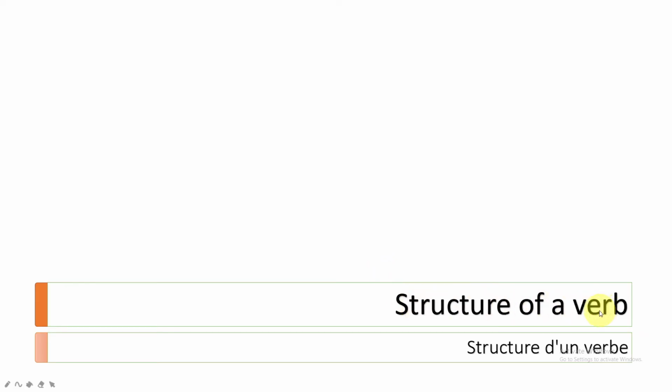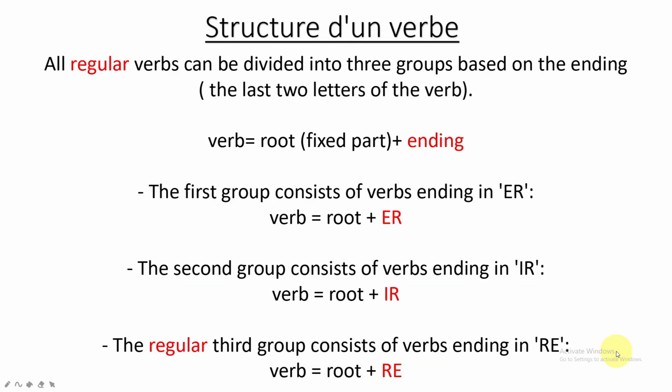Structure of the verb. Structure de verbe. All regular verbs can be divided into three groups based on the ending, the last two letters of the verb. Verb will be equal to roots, also called fixed parts, plus ending. The first group consists of verbs ending in ER. Verb equal root plus ER. The second group consists of verbs ending in IR. Verb equal root plus IR.